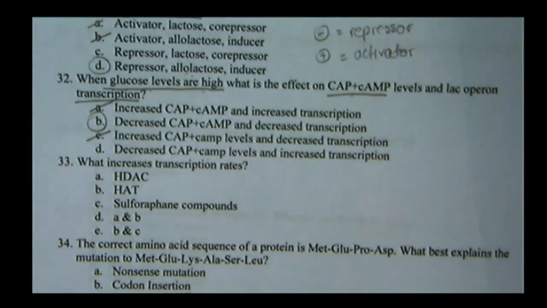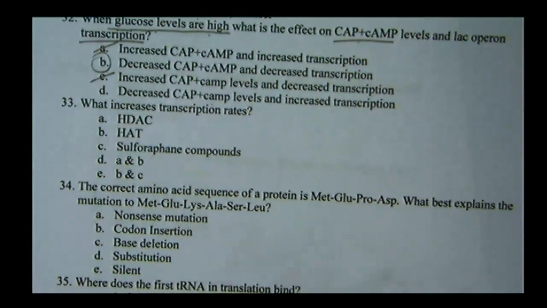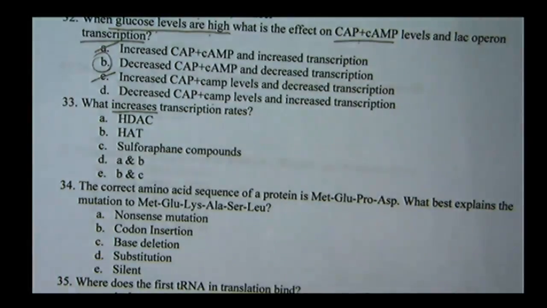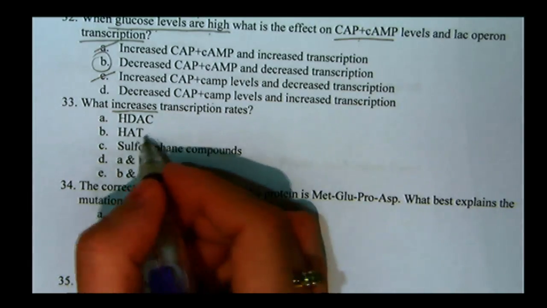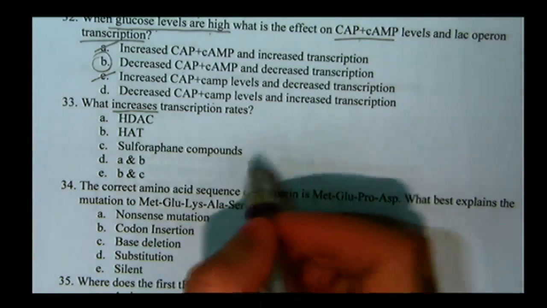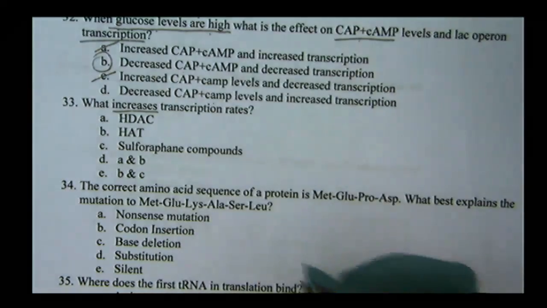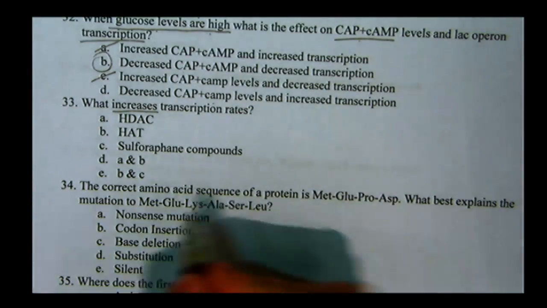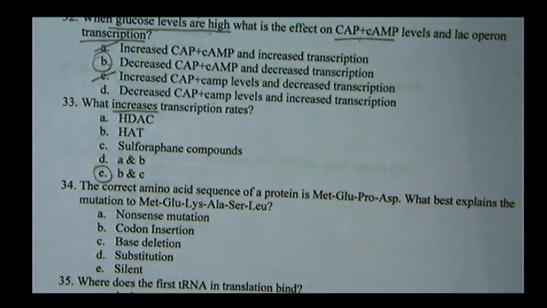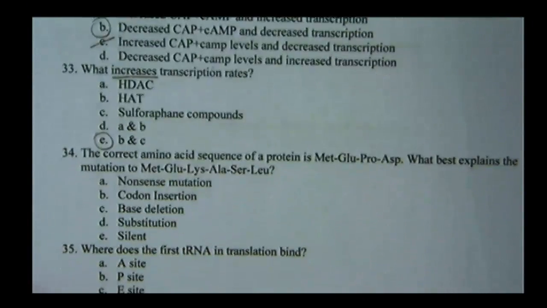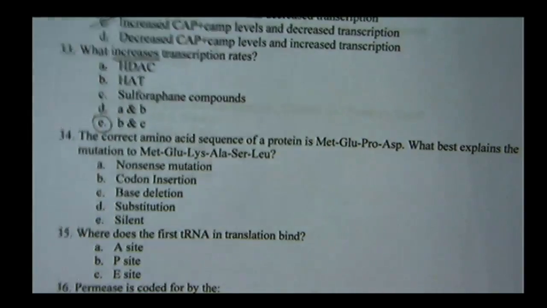Okay, and here it's asking what increases transcription rates. Remembering that the HATs here are involved in acetyl groups, sulforaphane compounds are silencing HDAC, so transcription will take place. That way, this question will be E. HDACs take away the acetyl groups. Definitely know your relation between methyl and acetyl groups.